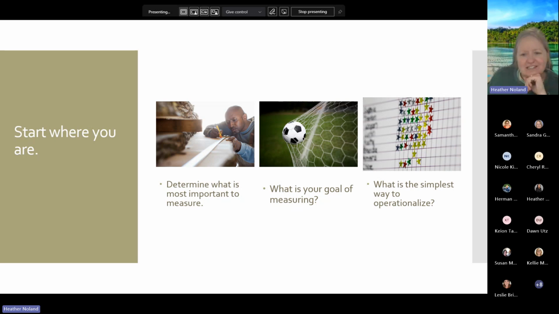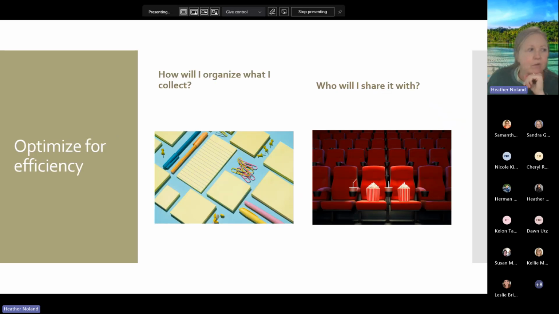And often when we get into this, sometimes it does become a little bit overwhelming. But if we start with what's important for us to measure, like Dawn just shared about the diabetic education that they're providing for the patients at the CMG group, thinking a little bit more is, once I decide how we're going to measure it, then how am I going to organize it, and who am I going to share it with?